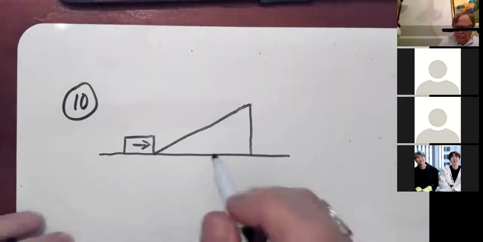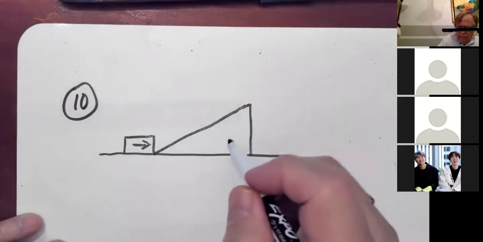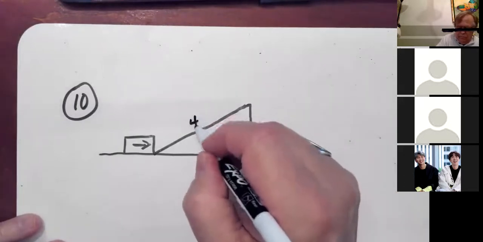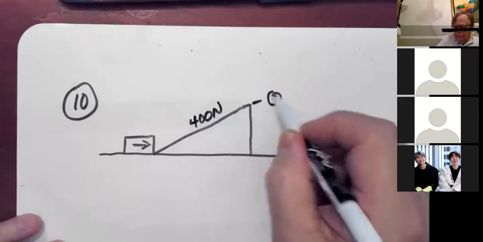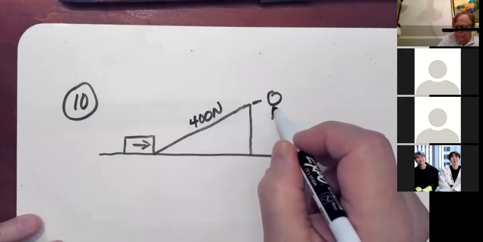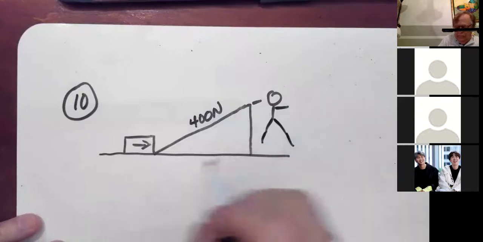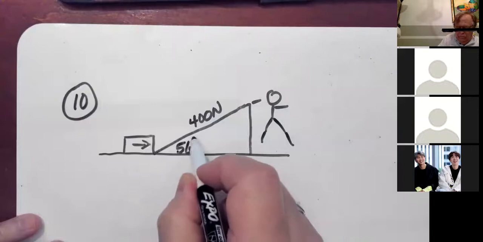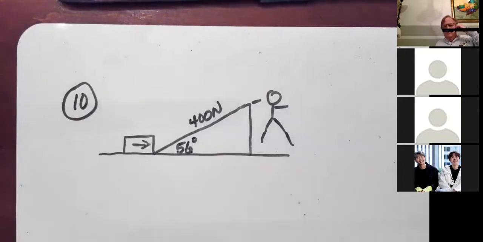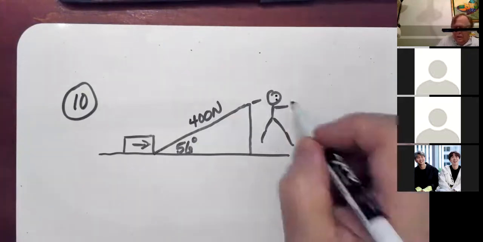So, due to friction, a force of 400 newtons is needed to drag a wooden crate across a floor. The rope tied to the crate is held at an angle of 56 degrees with the horizontal. This is part A. What force is needed to move the crate? Like, what kind of question is that? You need to word it different or something.